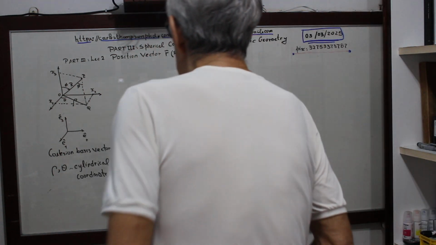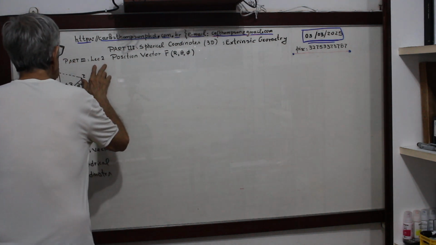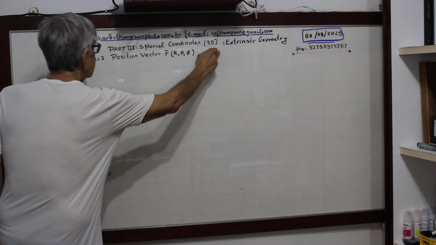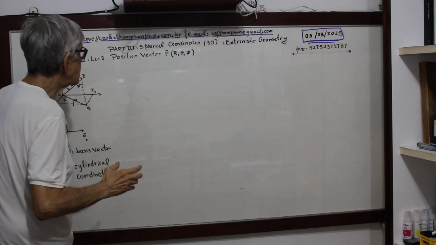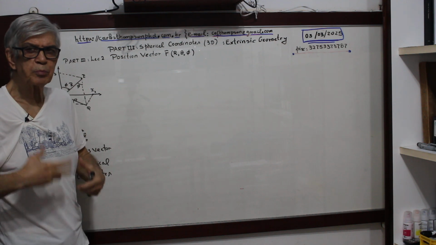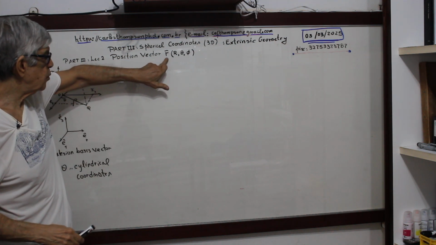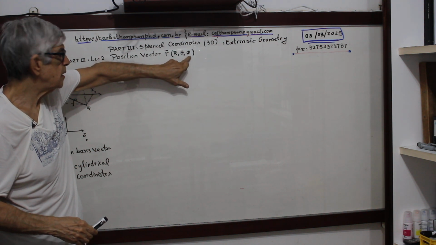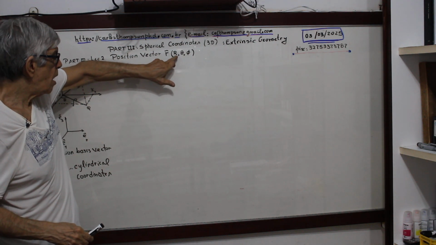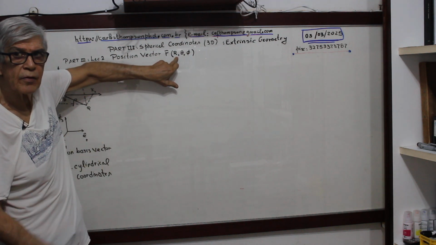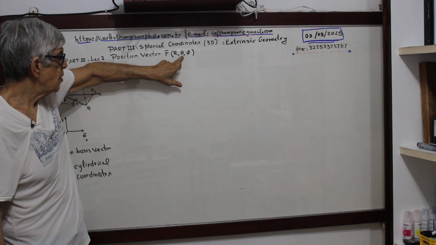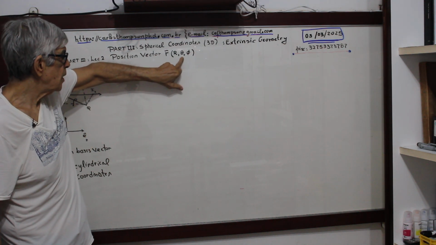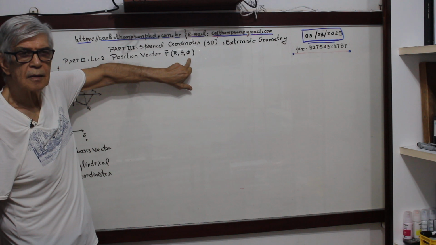Okay, this is lecture 2, part 3. You see, spherical coordinates, 3-dimensional. Now I want to express this position vector in terms of r, theta, and phi. R is in the radius direction. Theta is in this case the azimuthal direction. And phi is the polar direction.